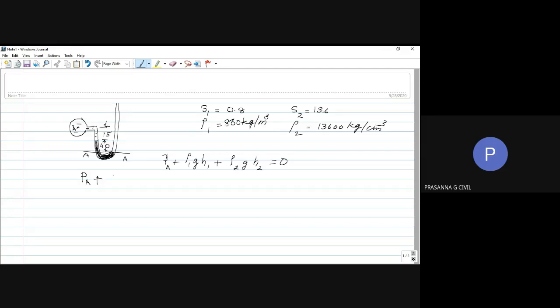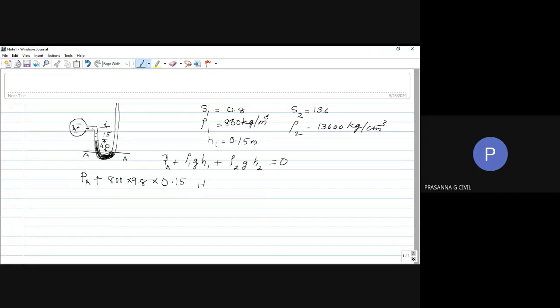Plus rho 1 is 800 into 9.8. H1, I'll write it here itself. H1 will be equal to, I am writing in terms of the fluid, fluid depth is 15 centimeter, so I'm writing it here as 0.15 meter. So I will multiply it by 0.15. Any doubts? Anyone?